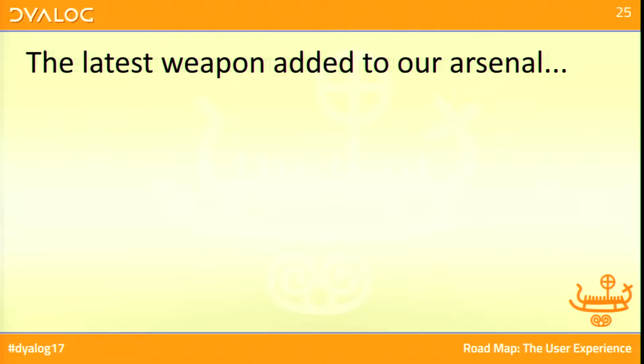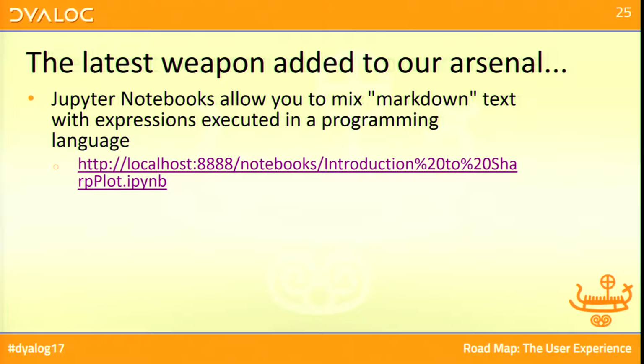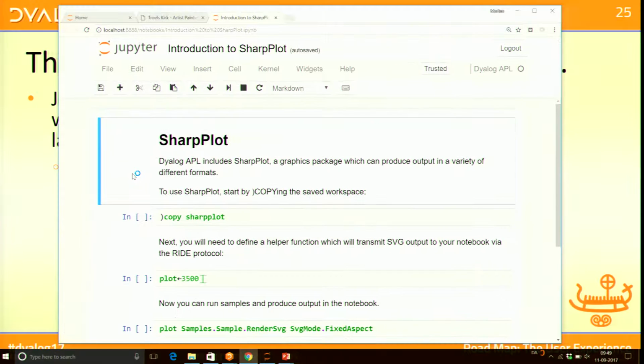Now, although this is the 13th time I do this, I do have one demo. I'm going to dare to do one demo. The latest weapon for teaching APL that's just been added to our arsenal, I think not even everybody at Dyalog has seen this yet, it just arrived, is something called Jupyter Notebooks. Jupyter Notebooks are a technology that allow you to mix what's called Markdown, so you can format text with titles and links and fonts and colors and so on, with expressions that are executed in a programming language.